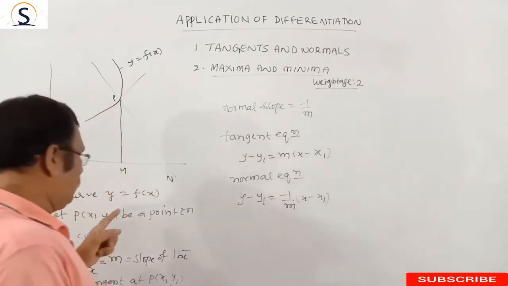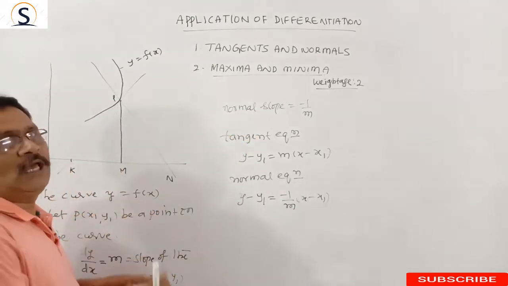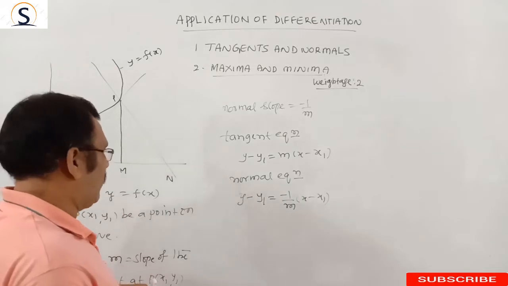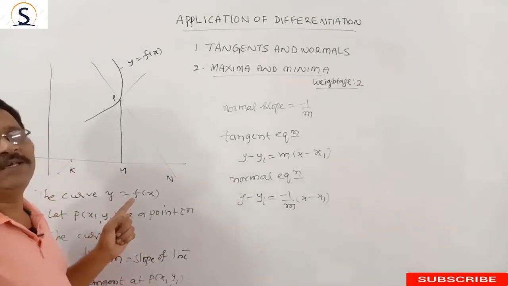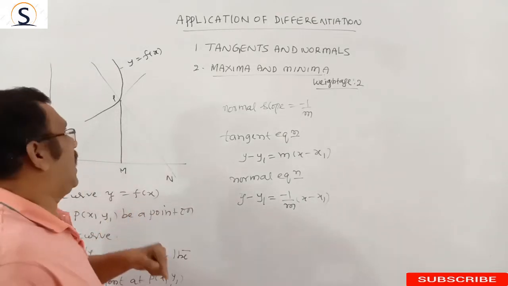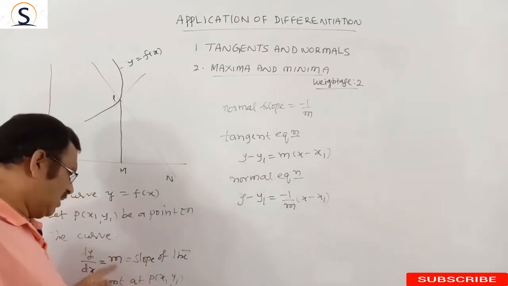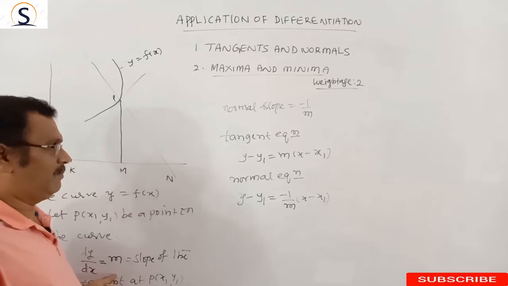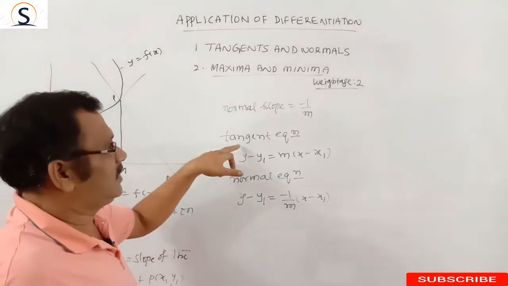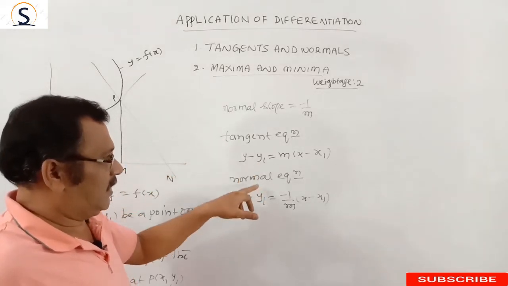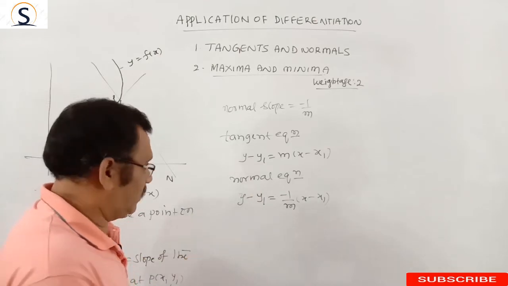Next, tangent slope, next normal slope. That means what? For a given curve y is equal to f of x, you differentiate with respect to x and find out the value of dy by dx at the given point, then you get a numerical value. That value we will call it as m. Okay, then this is the tangent equation and this is the normal equation.